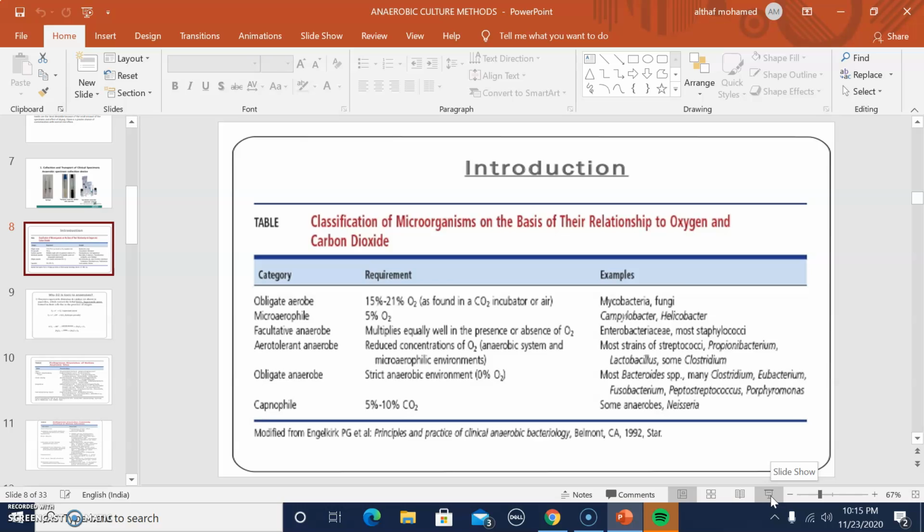Next category is capnophiles, which means carbon dioxide loving. They require 5% to 10% carbon dioxide. Some anaerobes and Neisseria come under this category. So these are the classifications of microorganisms on the basis of their relationship to oxygen and carbon dioxide.